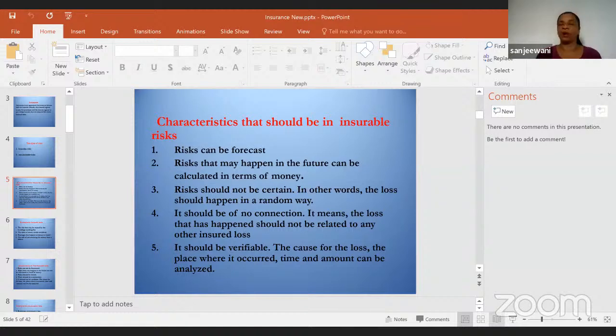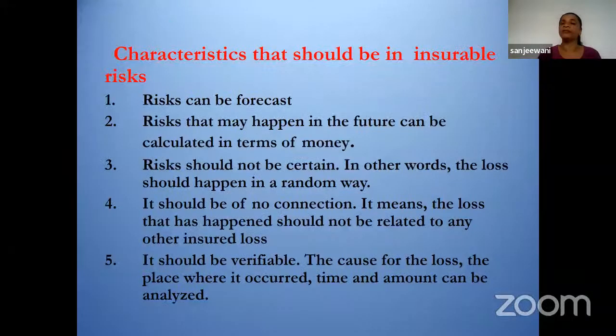Risk can be forecasted. Then risk that may happen in future can be calculated in terms of money. Then it is not certain, right? So the loss should happen in a random manner. Then it should be of no connection. There is no connection as well. Okay, and it should be verifiable. You can exactly tell the place where that happened and the time, the amount, verifiable. So these are the characteristics in insurable risks.